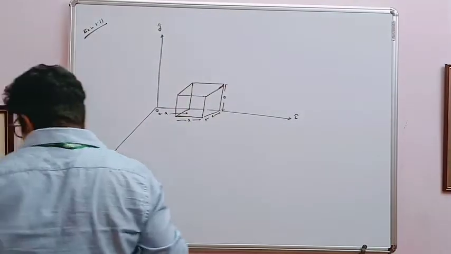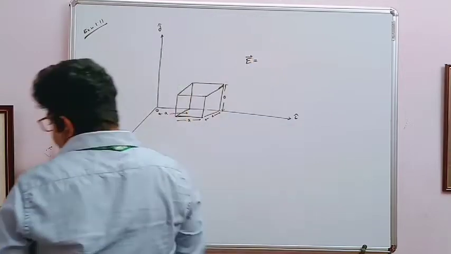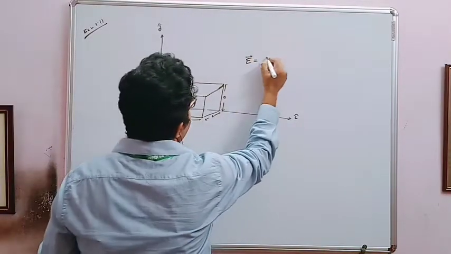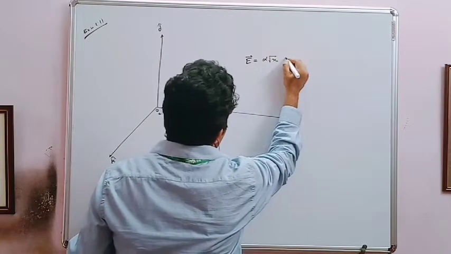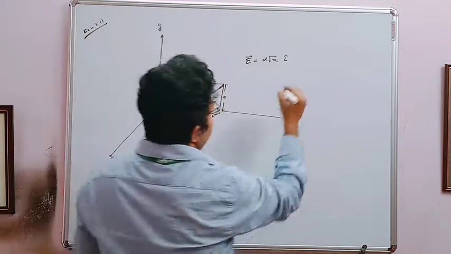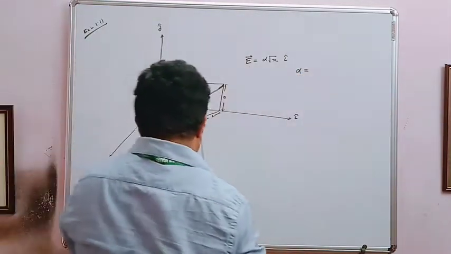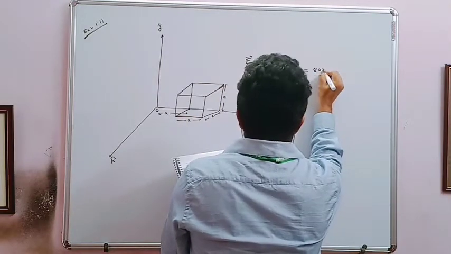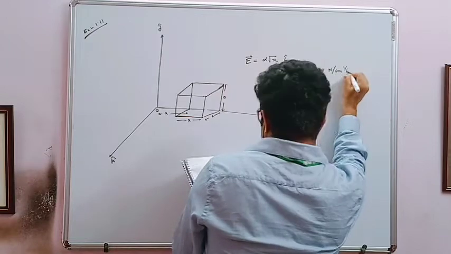And now the electric field is given. Its value is alpha root under x i cap, and it is also given that the value of alpha is 800 Newton per centimeter to the power half.